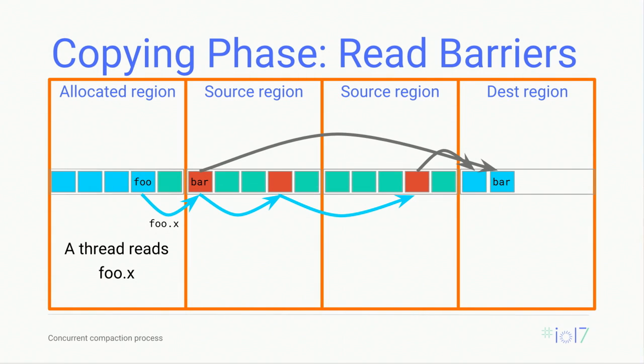A read barrier is a small amount of work done for every field read. The read barrier prevents threads from ever seeing references to the source regions by intercepting the reads and then copying the objects to the destination regions. In this example, there's a thread attempting to read foo.x. This is a reference to a bar object in the source region. The read barrier intercepts this read, copies the object to the destination region, and also returns the new address.